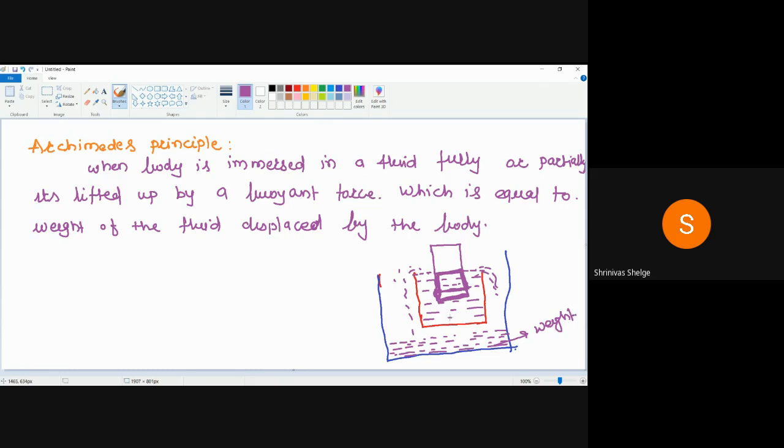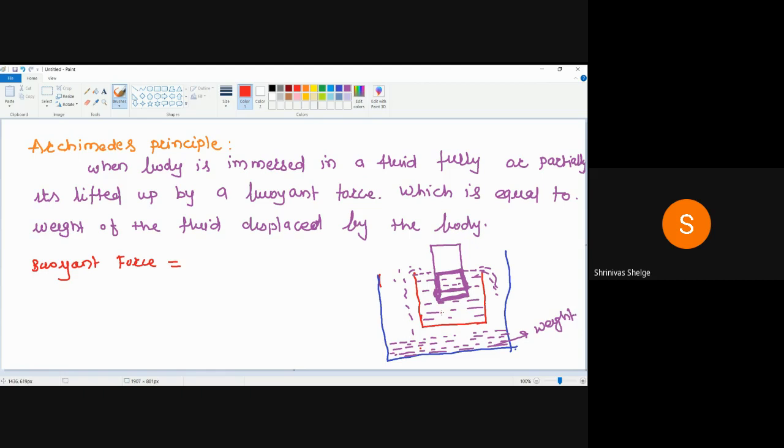So remember that buoyant force depends upon what? How much volume is immersed in the fluid. Correct? Yes. So I can write down here: buoyant force is equal to. So how to find out the buoyant force? Correct. So the weight of the fluid which is displaced by the body.